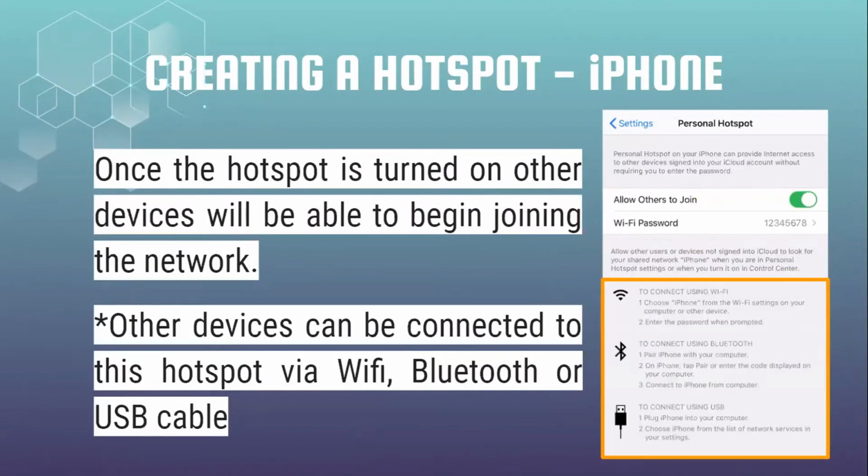Now, once the hotspot is turned on, other devices will be able to begin joining the network. Other devices can be connected to this hotspot via Wi-Fi, Bluetooth, or USB cable. All three methods and the instructions are shown on the right. This instruction will also be visible on your phone in your settings.